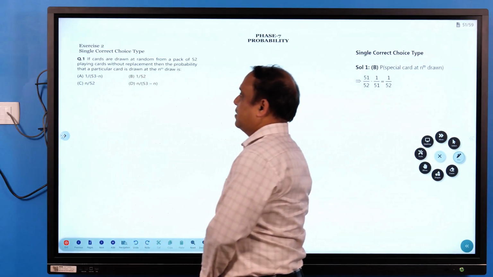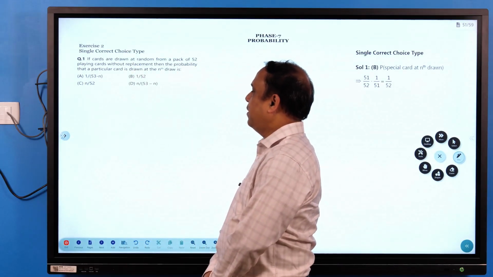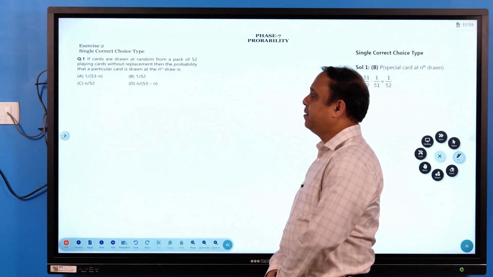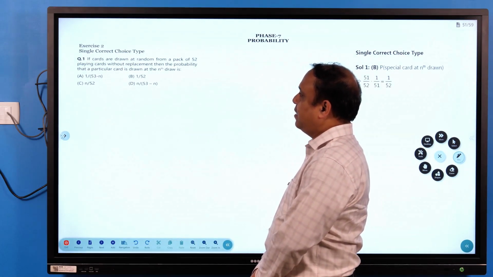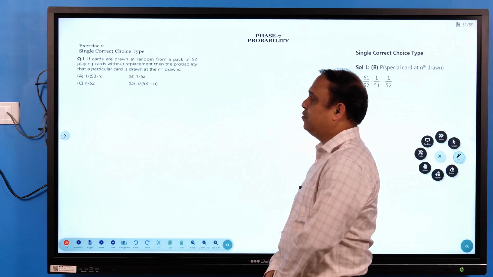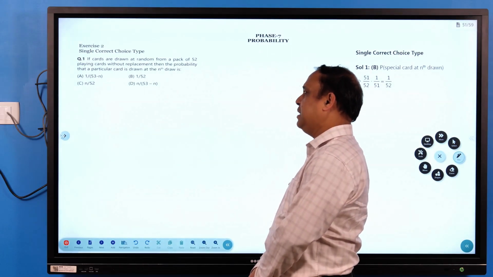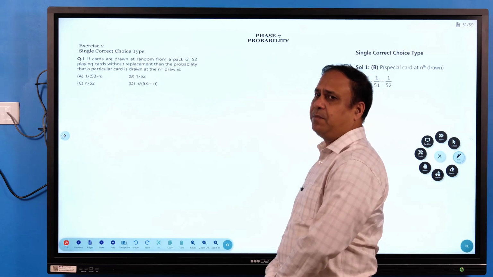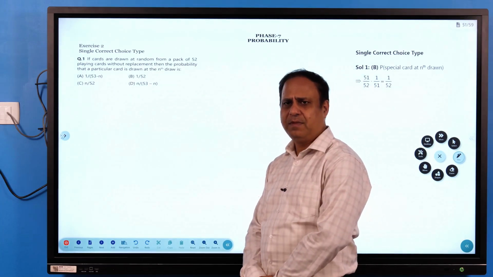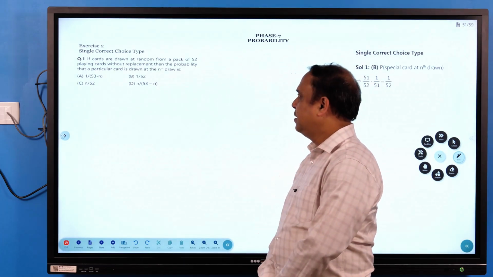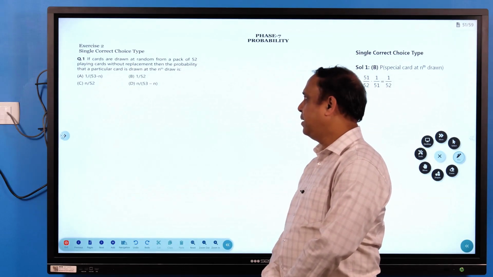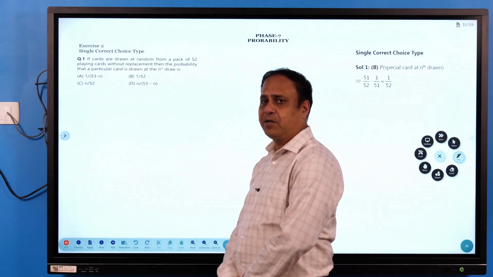So now we are starting exercise 2. Question number 1 is on probability. If cards are drawn at random from a pack of 52 cards without replacement, then the probability that a particular card, meaning you can consider any one card, King of spade, for example, is drawn at the nth draw.